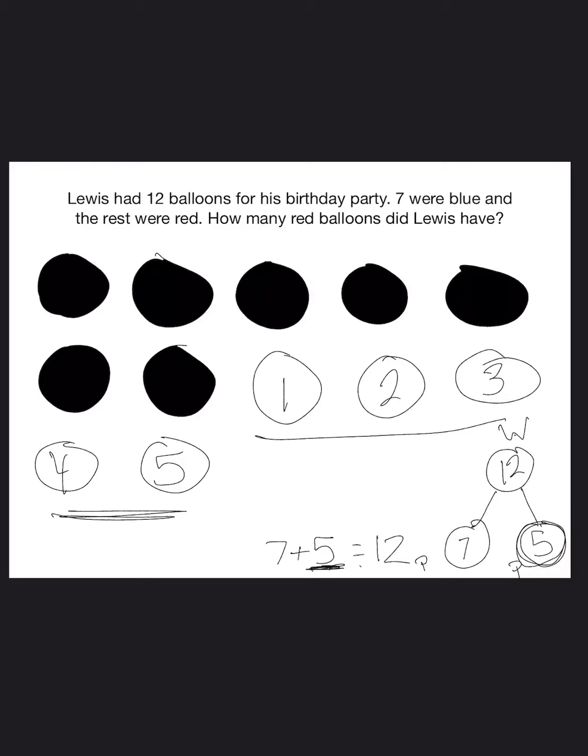And you know what, boys and girls? If you want to go a step farther in this equation, you can even write down the fact families that go along with this equation. If 7 plus 5 equals 12, I know that 5 plus 7 also equals 12. And you can even flip this into a subtraction equation and do 12 take away 5. What would that equal, boys and girls? It would equal 7. Very good.